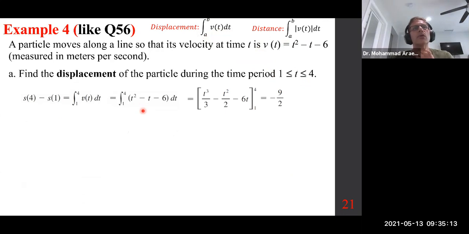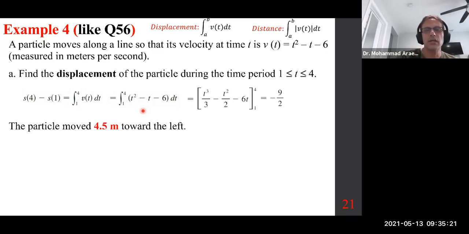However, the particle has a negative answer. That means the particle moved 4.5 meters to the left. That's the meaning of a displacement. So when you move along, it doesn't matter how much you cover, just the displacement matters, okay? Because we may go like this.